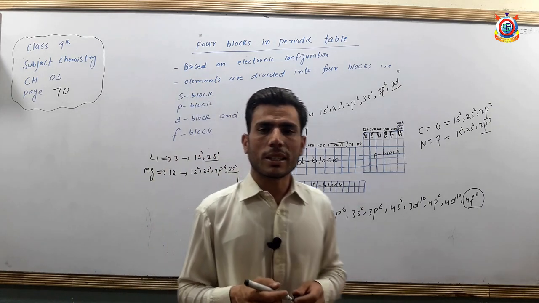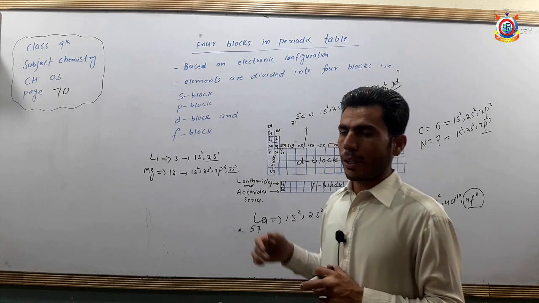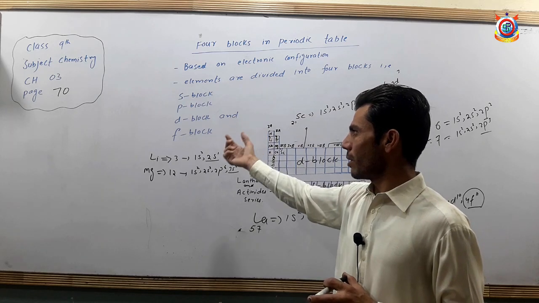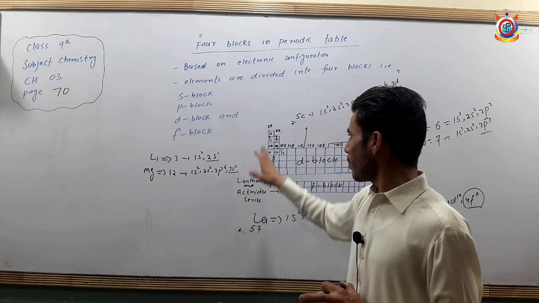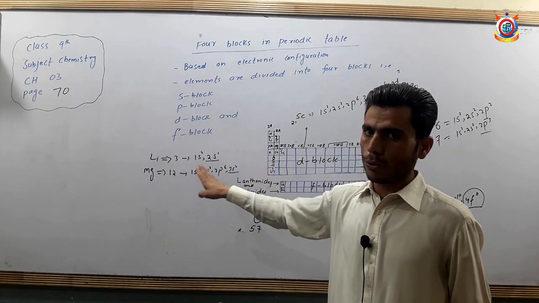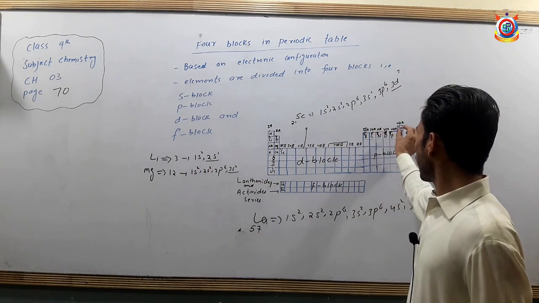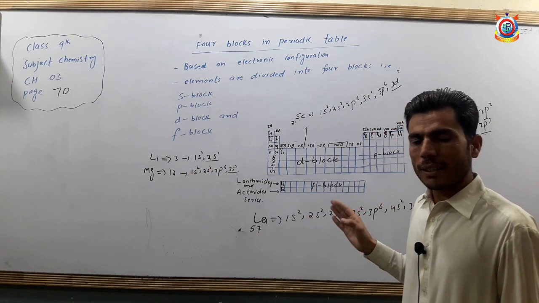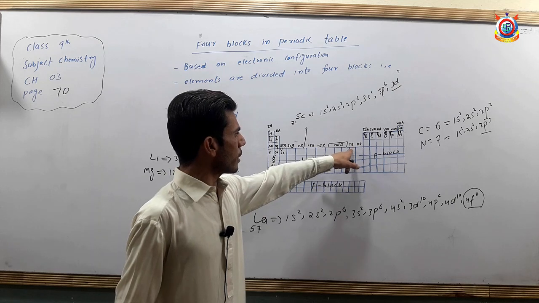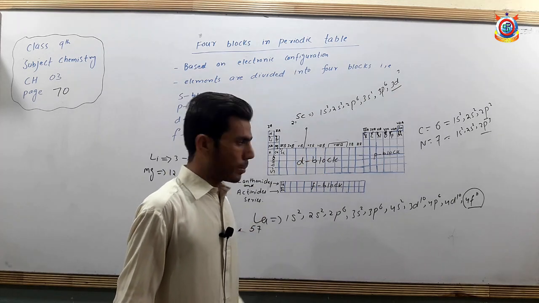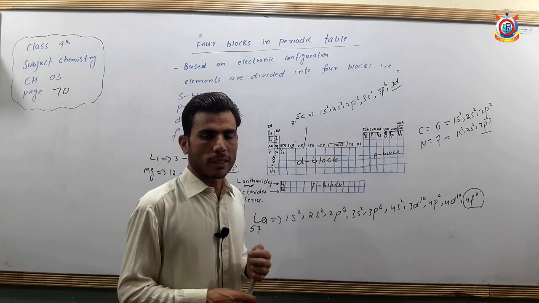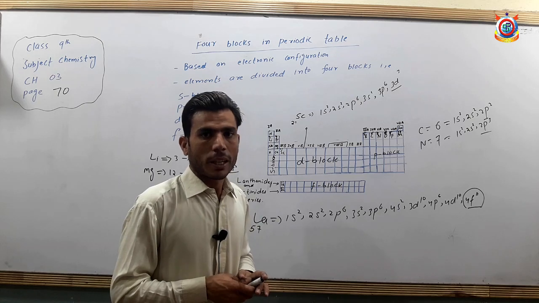So on the basis of electronic configuration, elements in the modern periodic table are divided into four blocks: S block, P block, D block, and F block elements. Group first and second A are S block because their last electron enters into the S subshell. Third A to 8A are P block because their last electron enters into the P subshell. Group first B to 8B are D block because their last electron enters into the D subshell, and lanthanides and actinides are F block because their last electron enters into the F subshell.